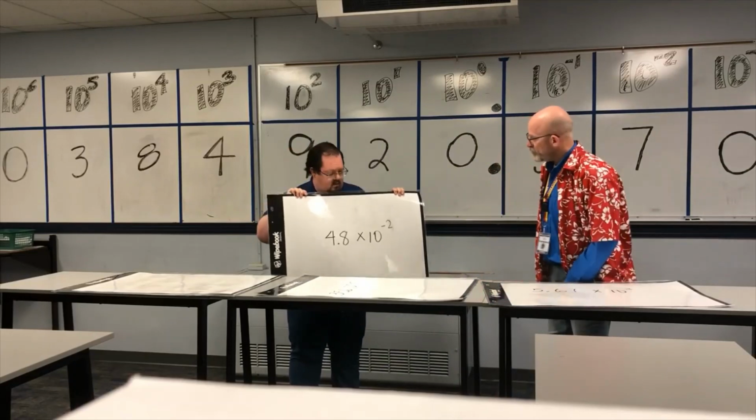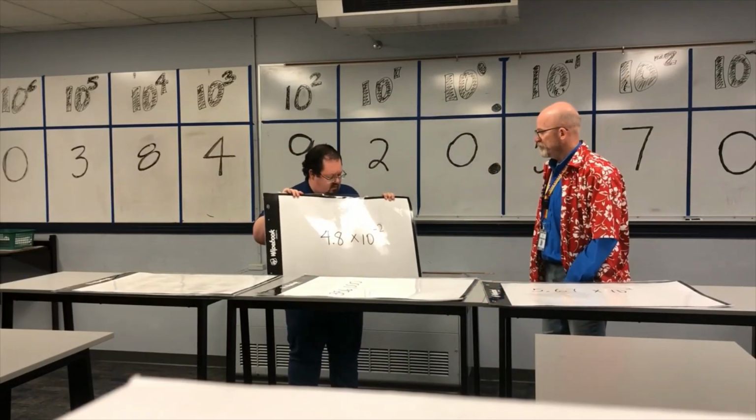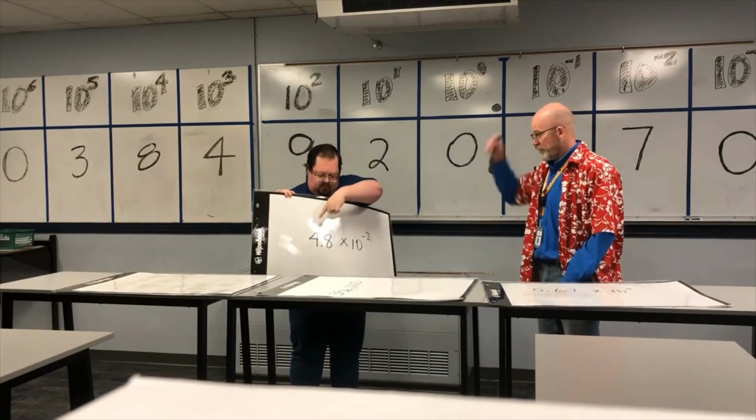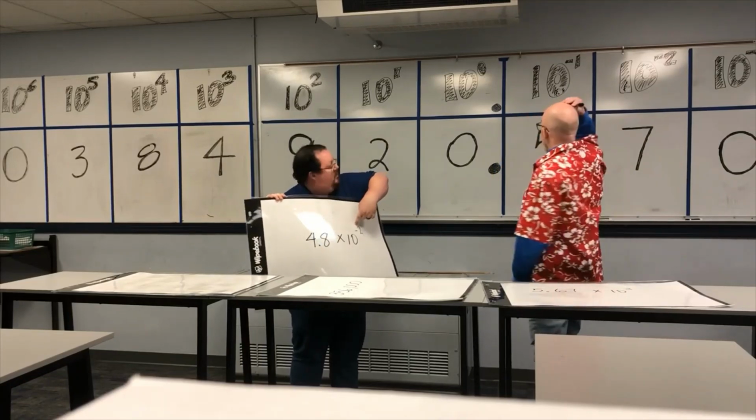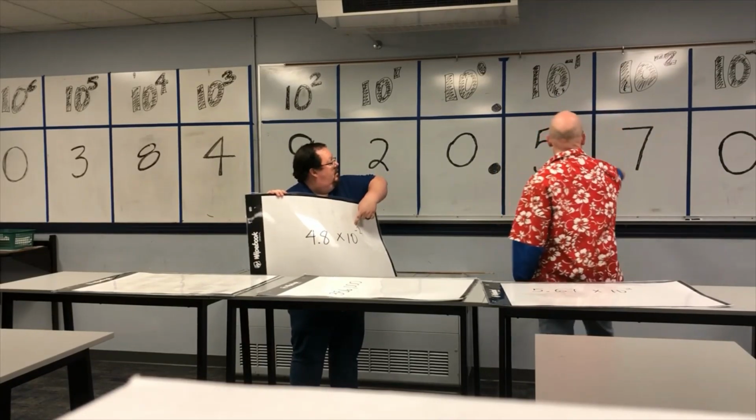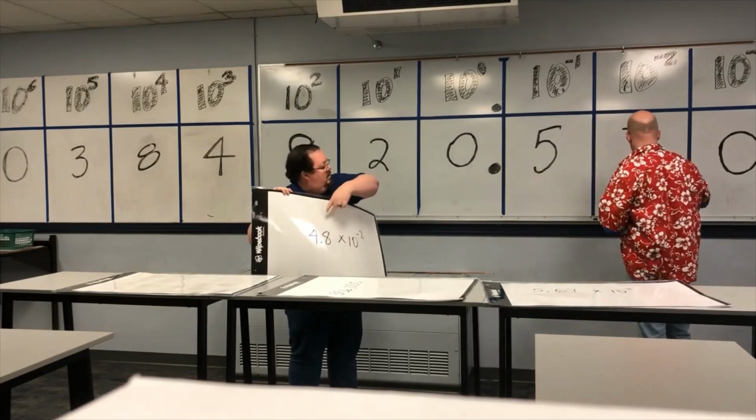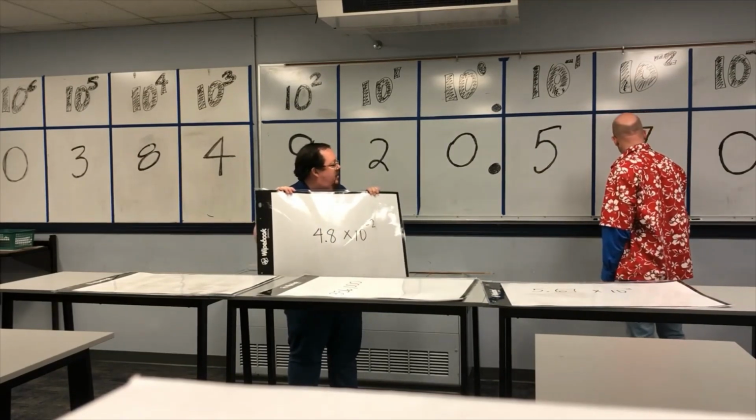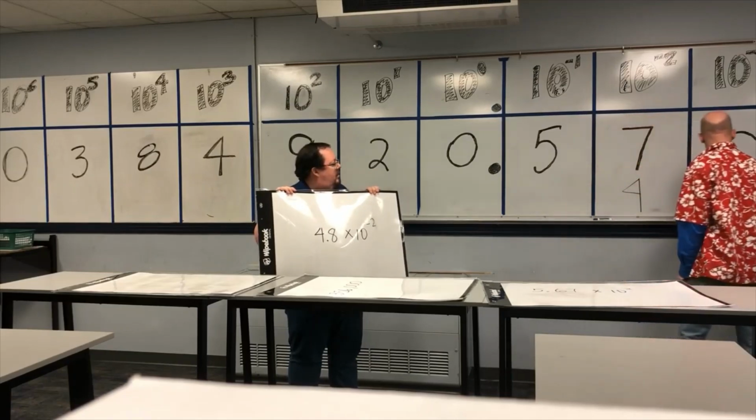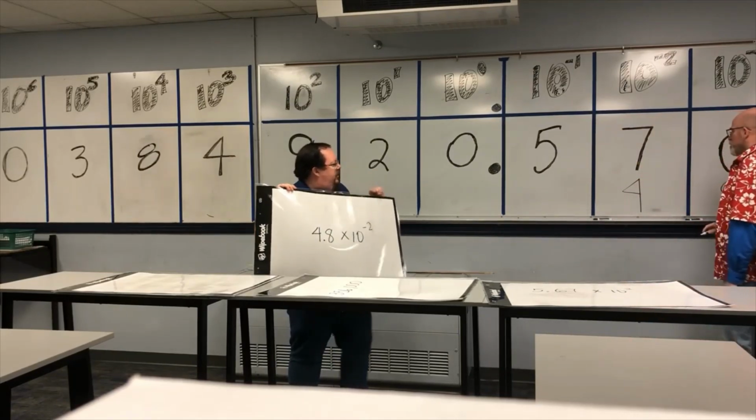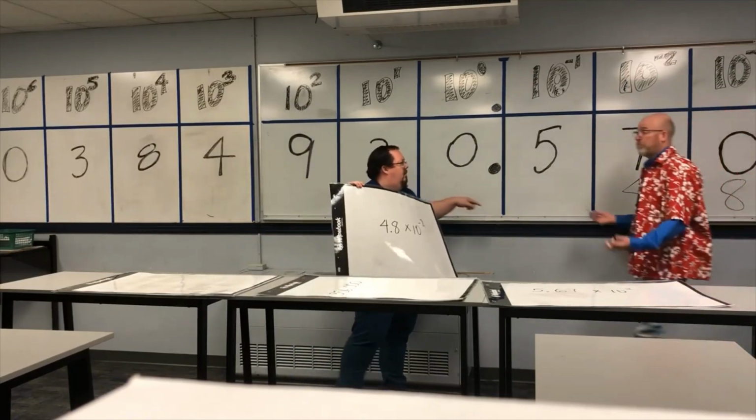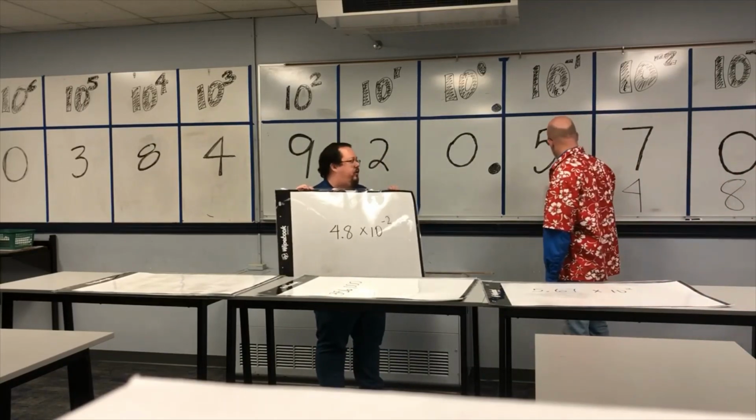4.8 times 10 to the minus 2. So it must start at the 10 to the minus 2s, here. There. And it starts with a 4 and then an 8. But the decimal's way over here. Another placeholder? Another placeholder.